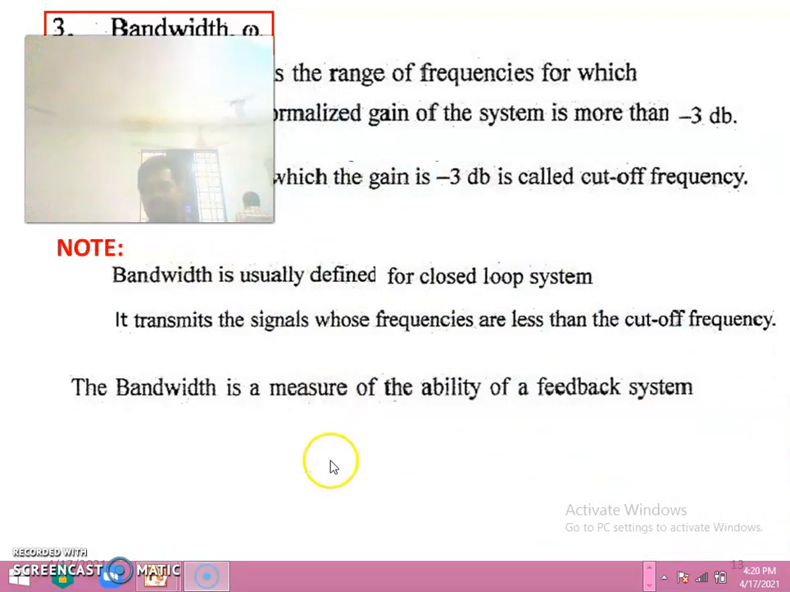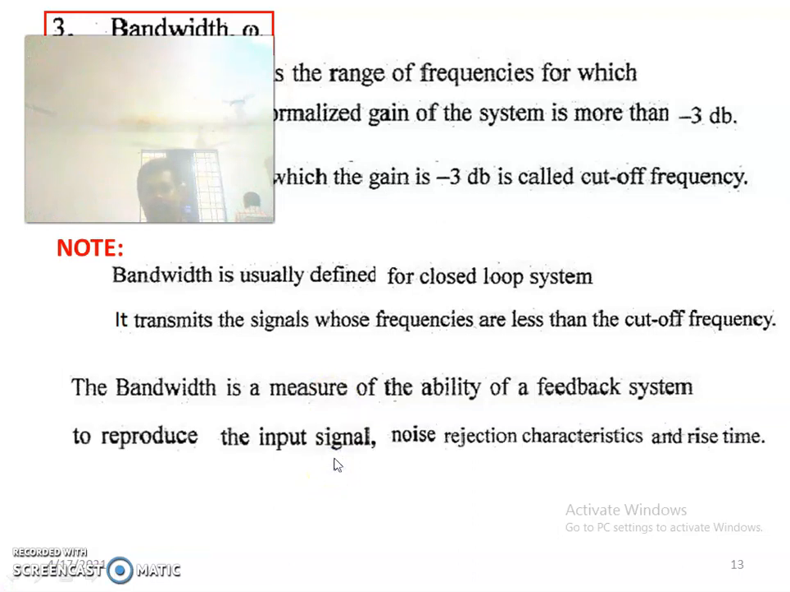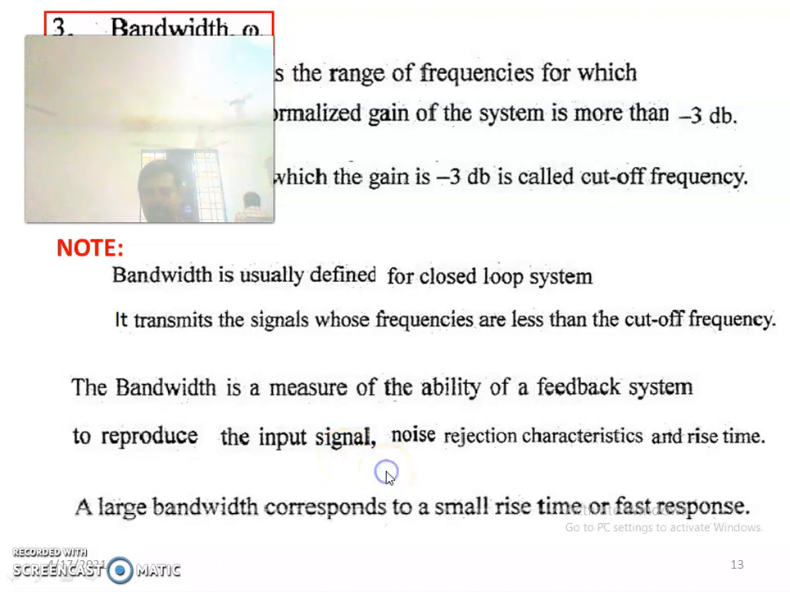So the bandwidth is a measure of the ability of a feedback system to reproduce the input signal, noise rejection characteristics and rise time. A large bandwidth corresponds to a small rise time and fast response. If you have a large bandwidth, it means it has a small rise time and fast response.